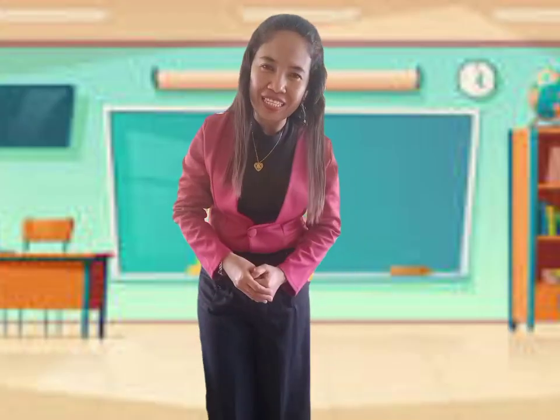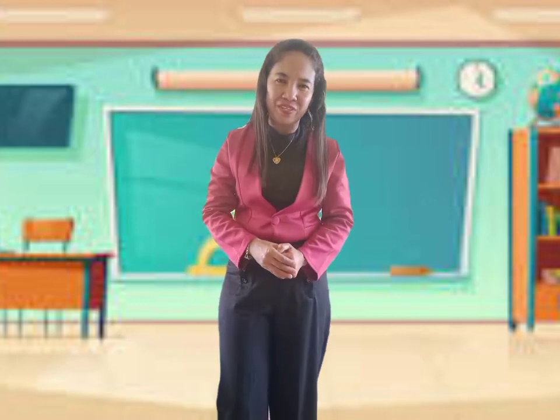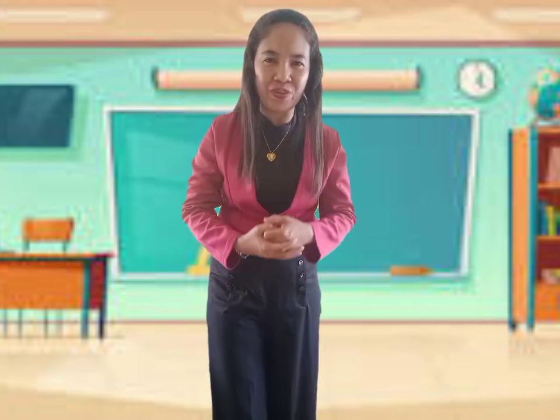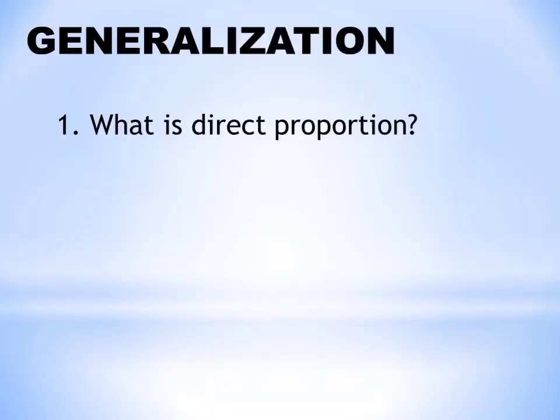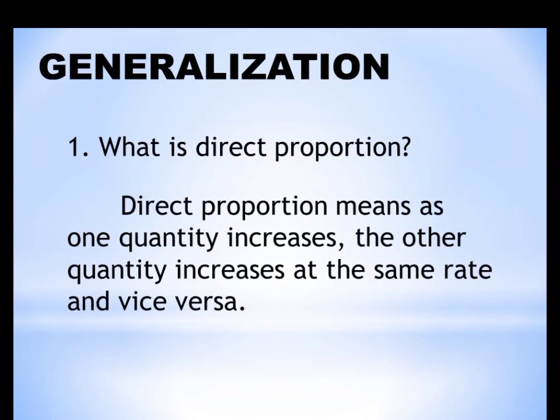Very nice, class. I know you have obtained the right answers. Now I have questions for you. Please answer. What is direct proportion? Direct proportion means as one quantity increases, the other quantity increases at the same rate and vice versa.